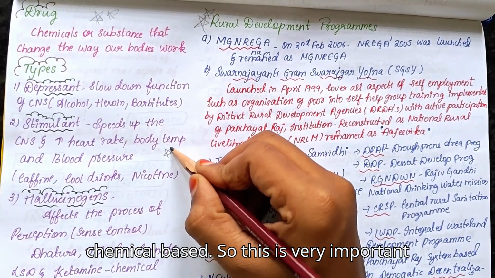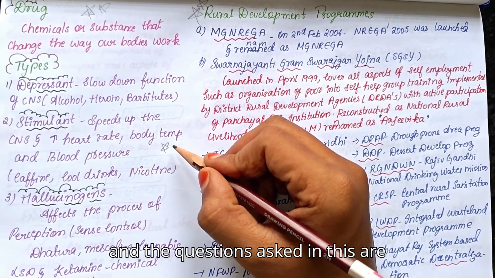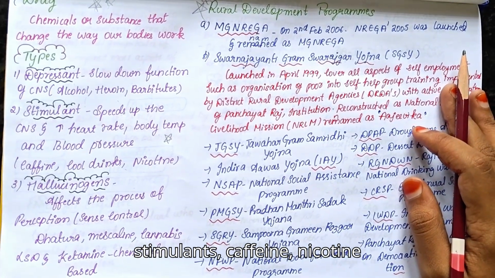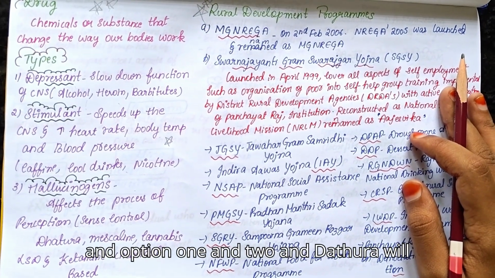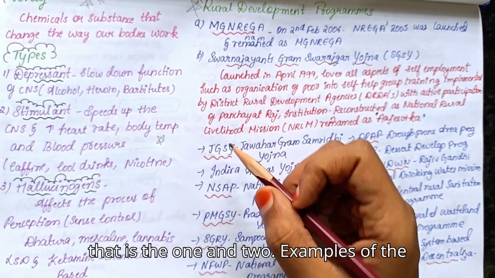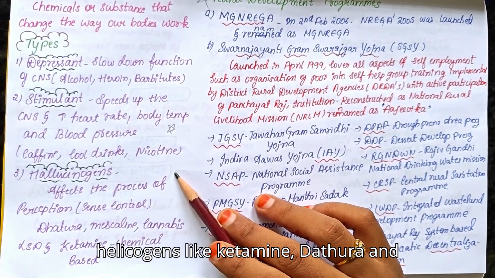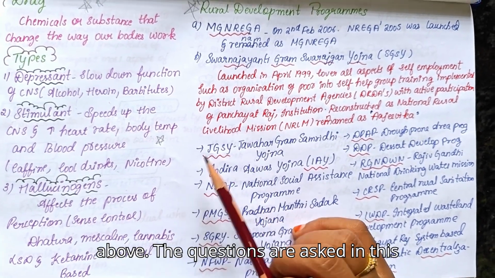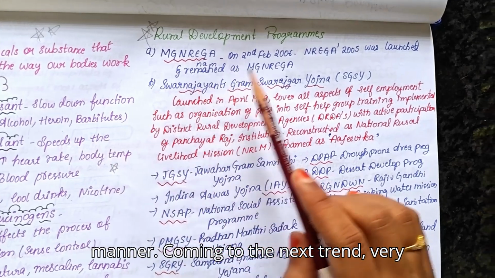This is very important, and the questions asked are like, what are the examples of stimulants? Caffeine, nicotine, and options 1 and 2, and datura will be given. You have to click option C, that is 1 and 2. Examples of hallucinogens like ketamine, datura and cannabis, all of the above. The questions are asked in this manner.